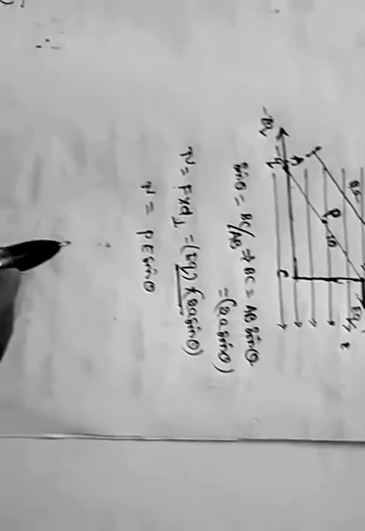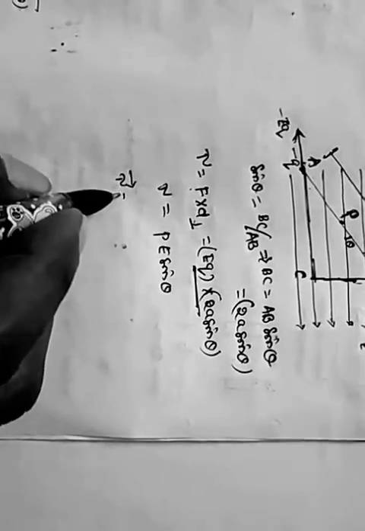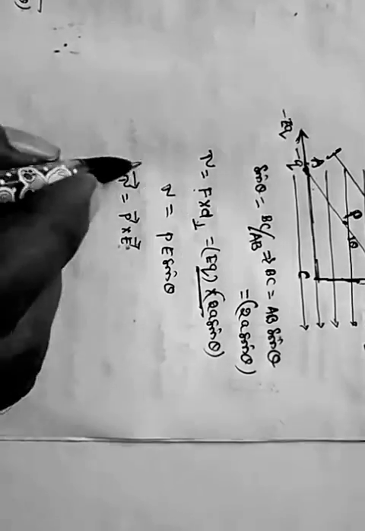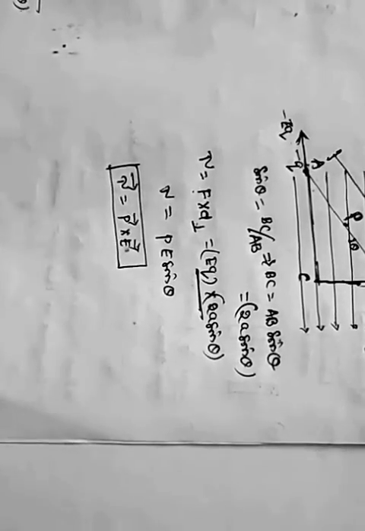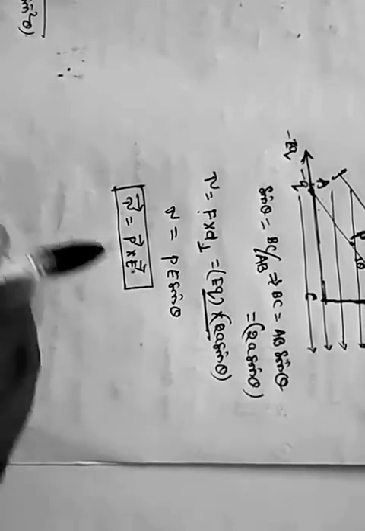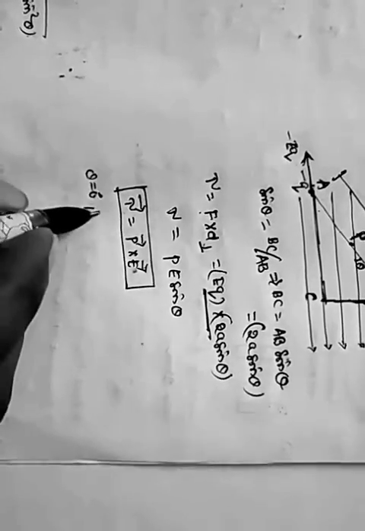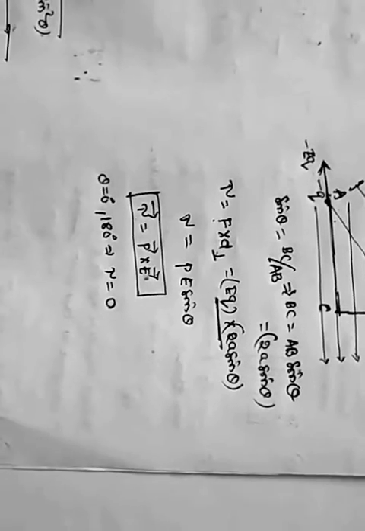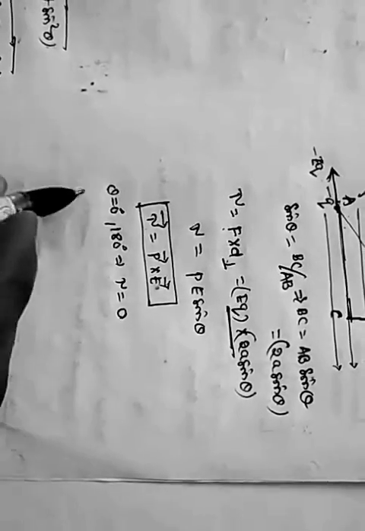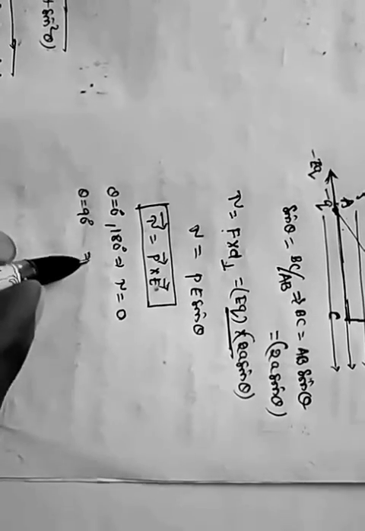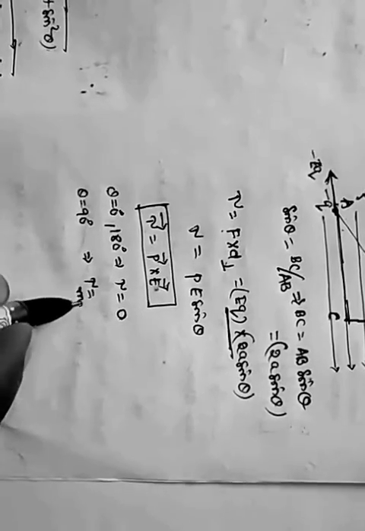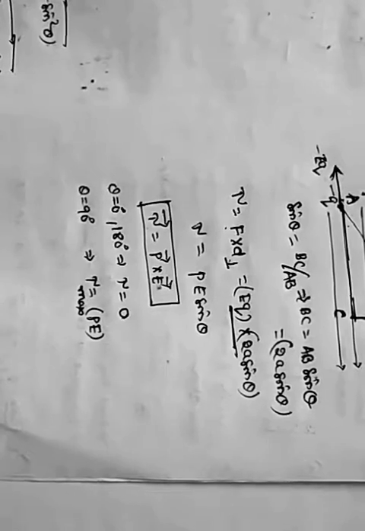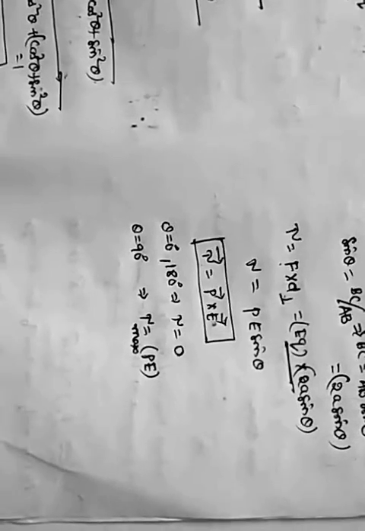Now it is a vector, so the torque is the vector product. Tau bar is equal to P bar cross E bar. That means if theta is equal to 0 or 180, then there is no torque on the dipole. If theta is equal to 90, then tau is maximum. That maximum torque is represented as PE. Okay, that is about the torque.